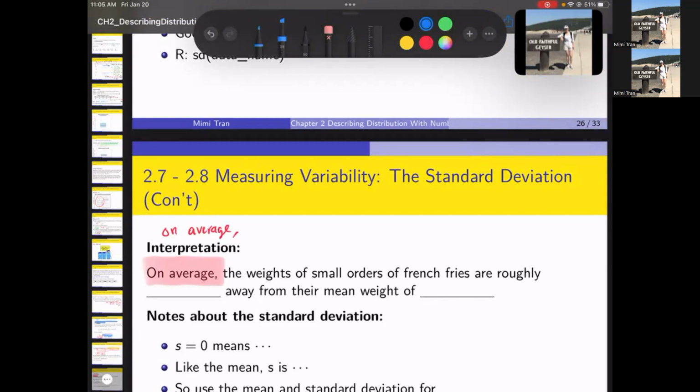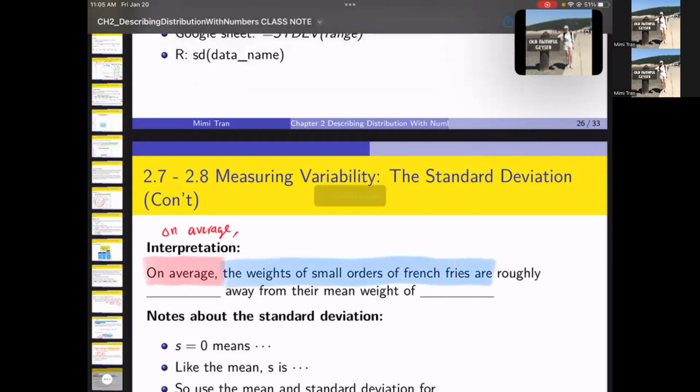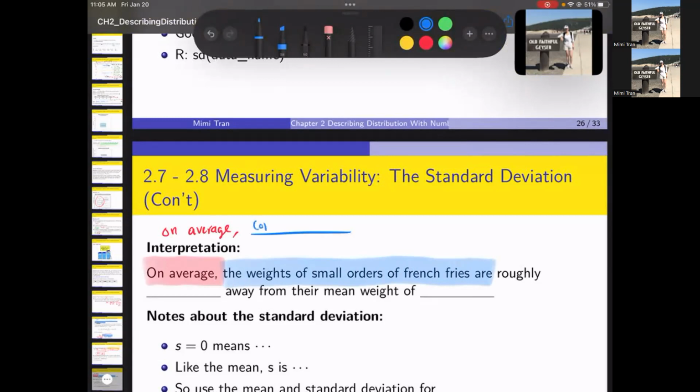Comma. And then next, we're going to put in your context. In this case, the weight of the small orders of French fries. Context is important, right? You tell the reader what you are talking about. And then go back to the generic. Roughly, you can use the word roughly, or you can use approximately, or you can say about. Doesn't matter. Something not too strong. Like I said, in statistics, we don't like strong words.